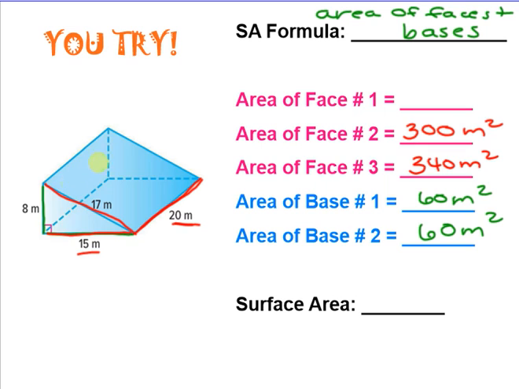And then finally we have the rectangle along the back. So this right here is going to be the same as this right here, which is 20, and then it has a height of 8. So 20 times 8 is 160 meters squared. Now we just need to add them up. 160 plus 300 plus 340 plus 60 plus 60. And that's going to give you 920 meters squared.